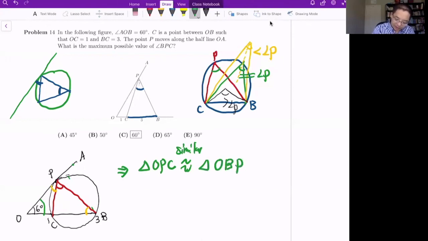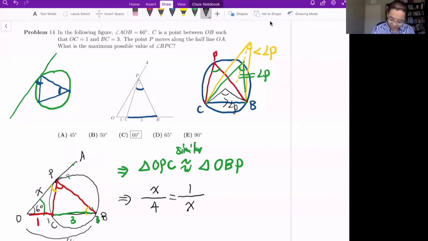Let's say this is X. I know this one is 1, and we have this one is 3. So then I can set up a ratio. It's X over 3 over 4, because the whole thing equals 4, equals to, this is 1, and this angle is the same. So it's 1 over X. Now from here, I can get X squared equals 4. So I get X equals 2.